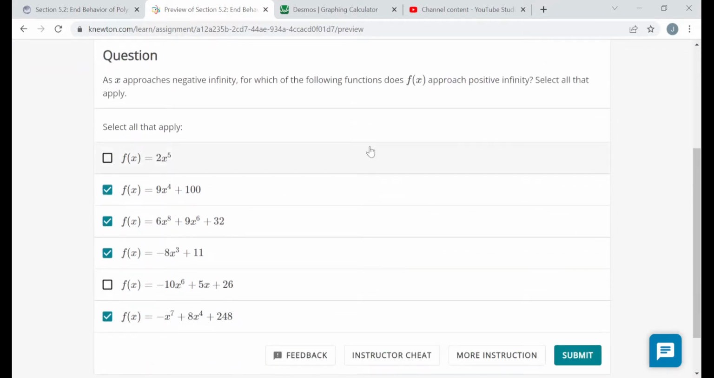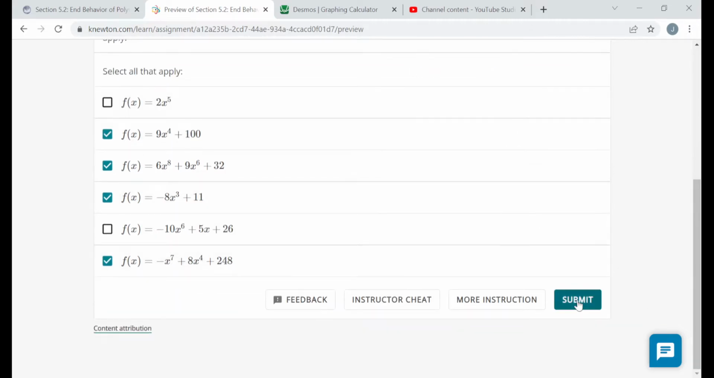As x approaches negative infinity, as I go to the far left of the graph, all these functions, all 4 that I selected, and you can put them in Desmos if you want to see, their graphs, the output would be going up forever, approaching positive infinity to the left end.